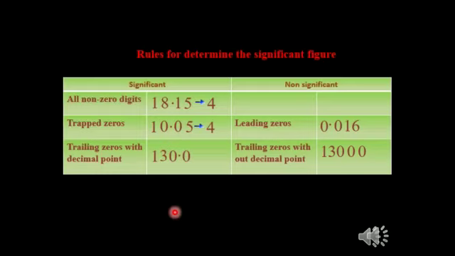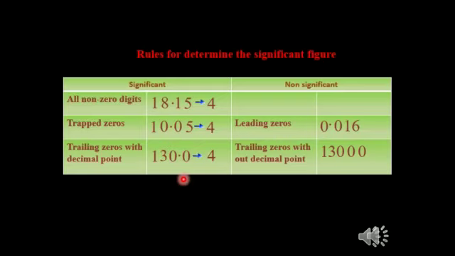The zeros after the non-zero digits are known as trailing zeros. The trailing zeros are significant if decimal point is existing there. For example, 130.0. Here 1 and 3, which are non-zero digits, so they are significant. This 0 and this 0 are significant since decimal point is existing here. So significant figure in this case is 4.